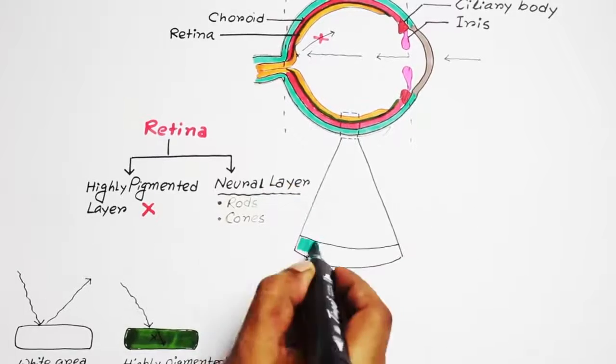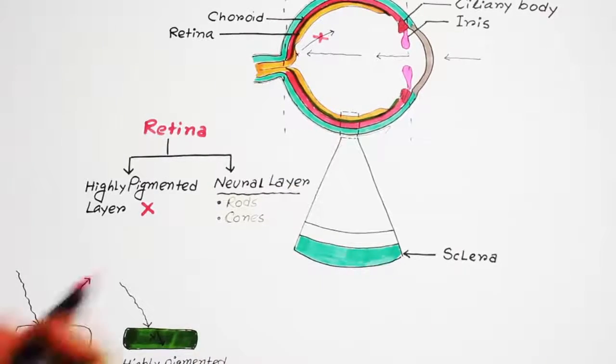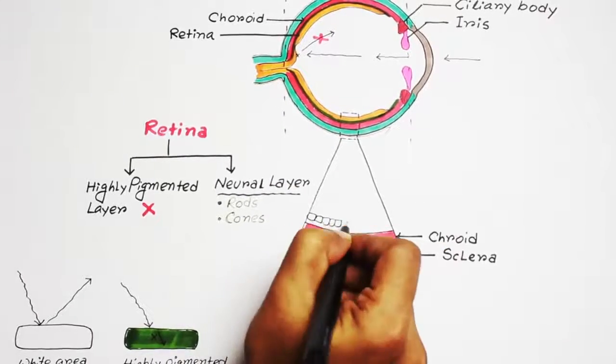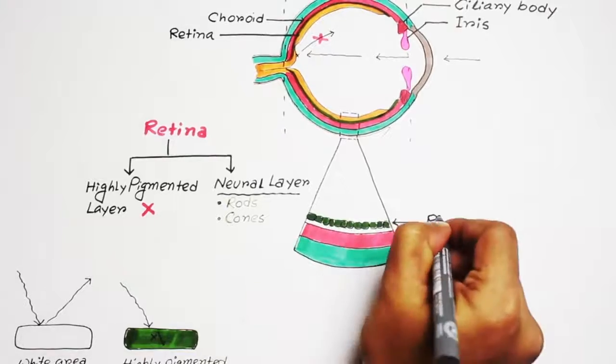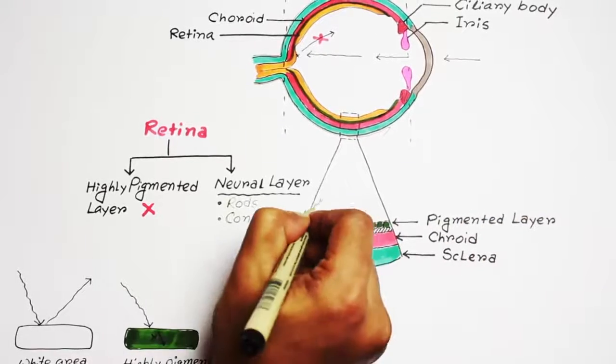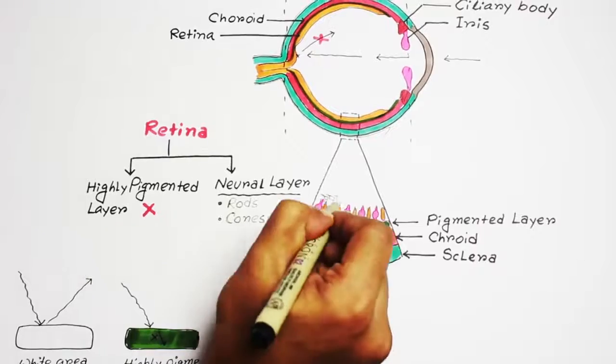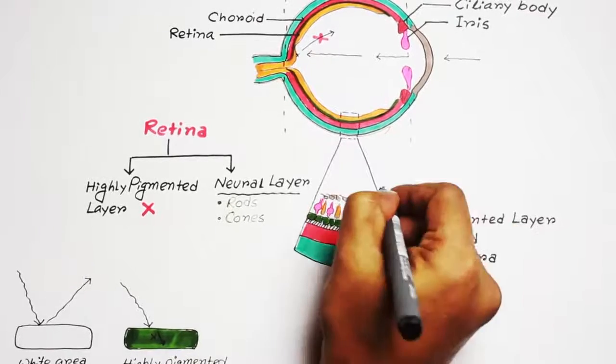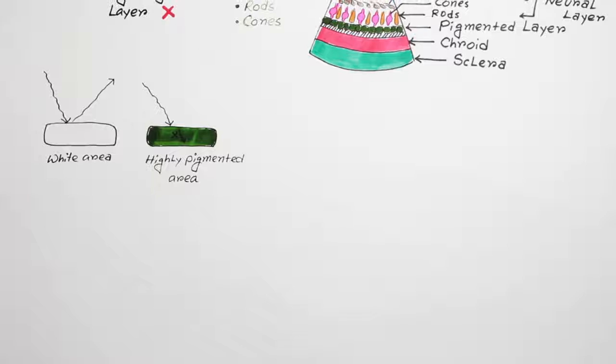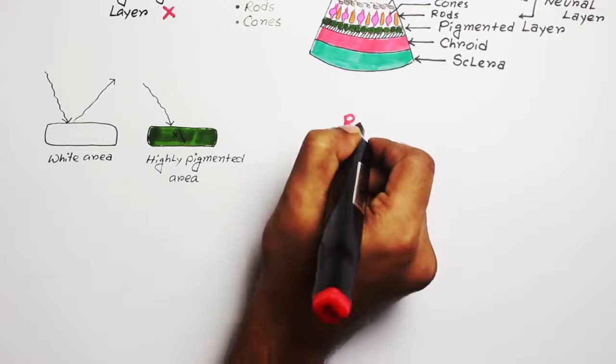Let's enlarge this area. Here it is sclera, then choroid, and this pigmented layer, and just above the pigmented layer there is the neural layer which contains rods and cones and bipolar cells, etc.